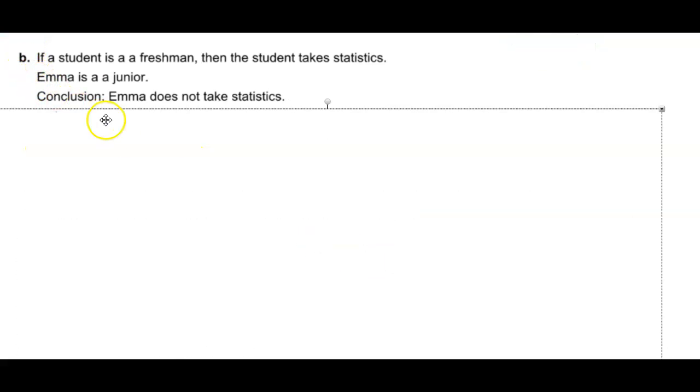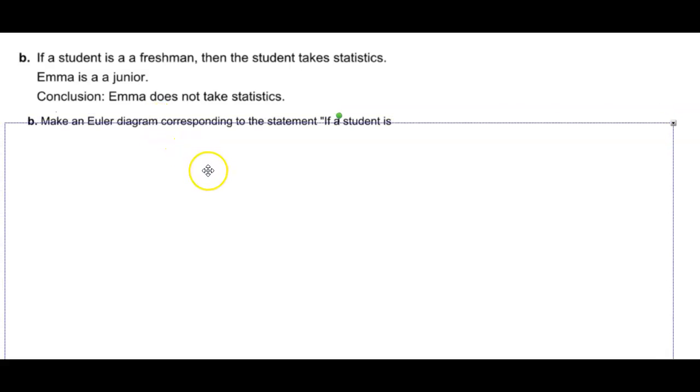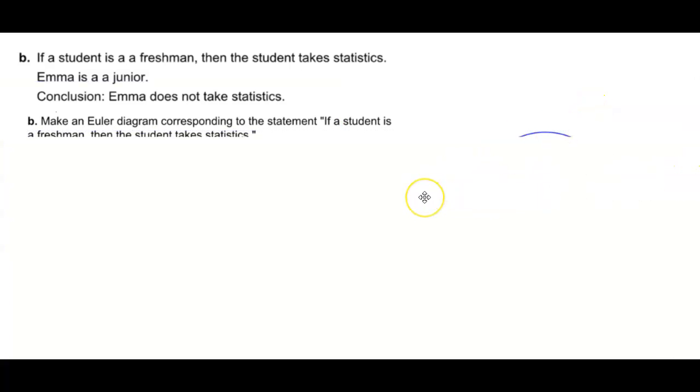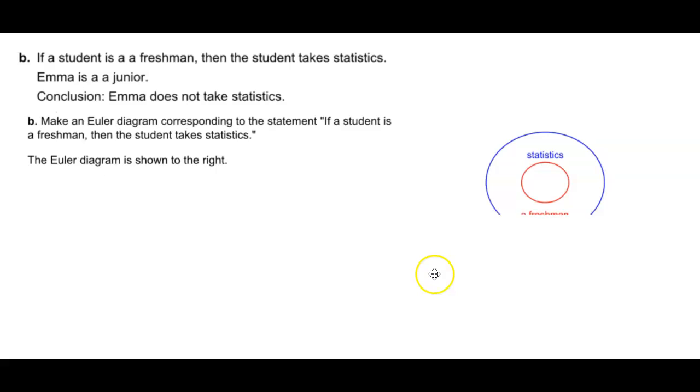Now for part B, if a student is a freshman, then the student takes statistics. Emma is a junior, therefore the conclusion says Emma does not take statistics. Okay, now we first want to make a Euler diagram. If a student is a freshman, then the student takes statistics. So here is our Euler diagram to the right.